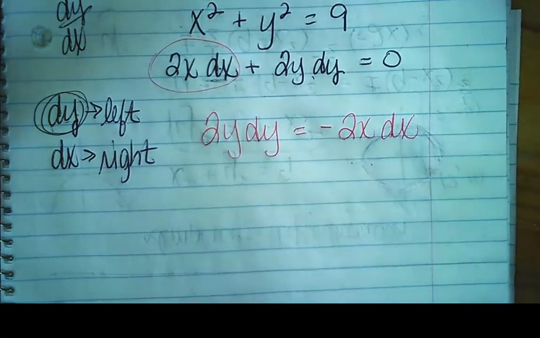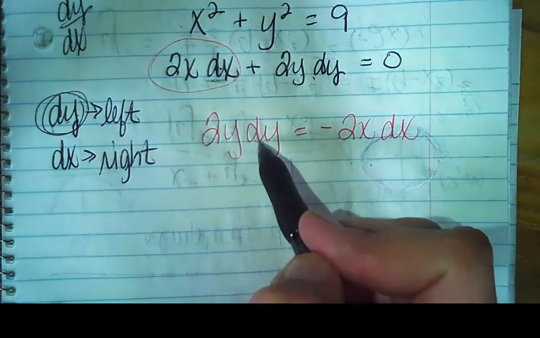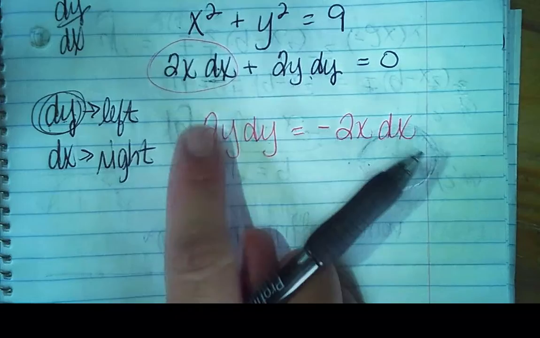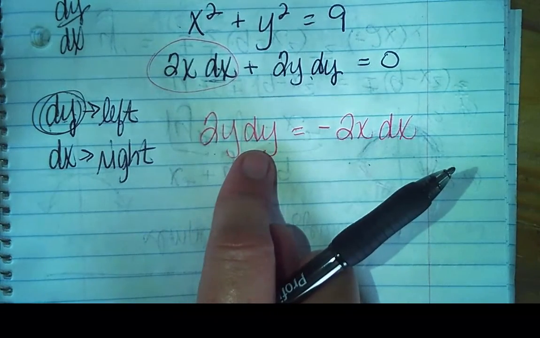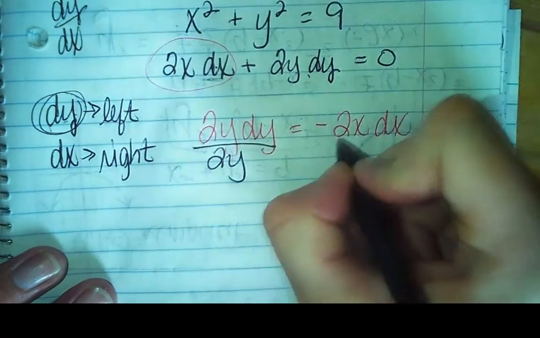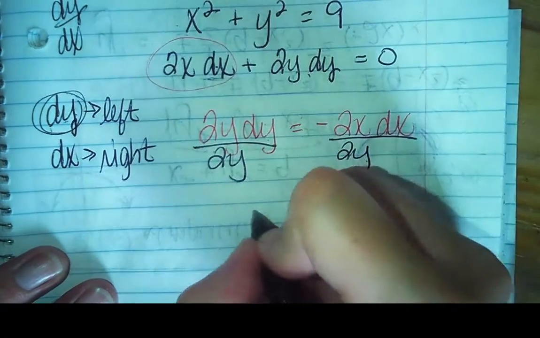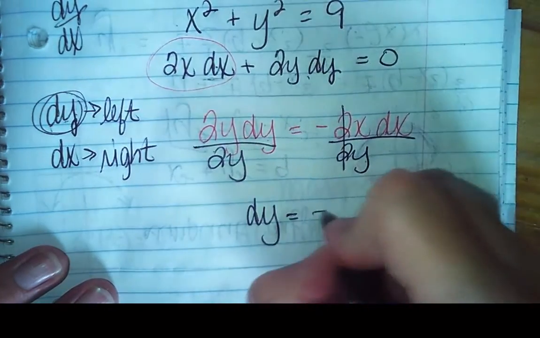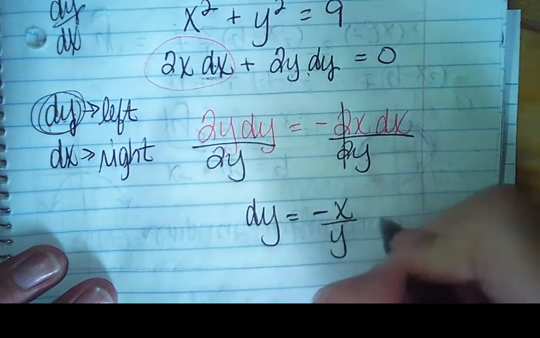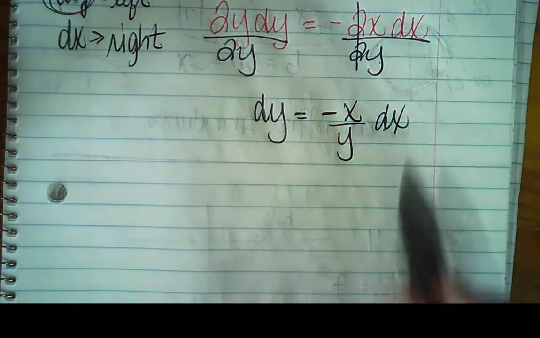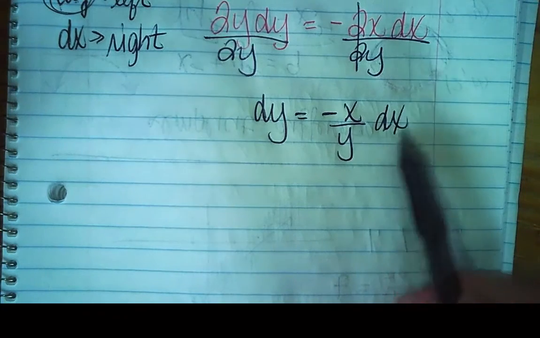The next thing you want to do is get rid of anything in front of the dy. Okay, so this says 2y times dy, so I need to divide by 2y. So I now have dy equals, your 2's reduce, negative x over y dx.